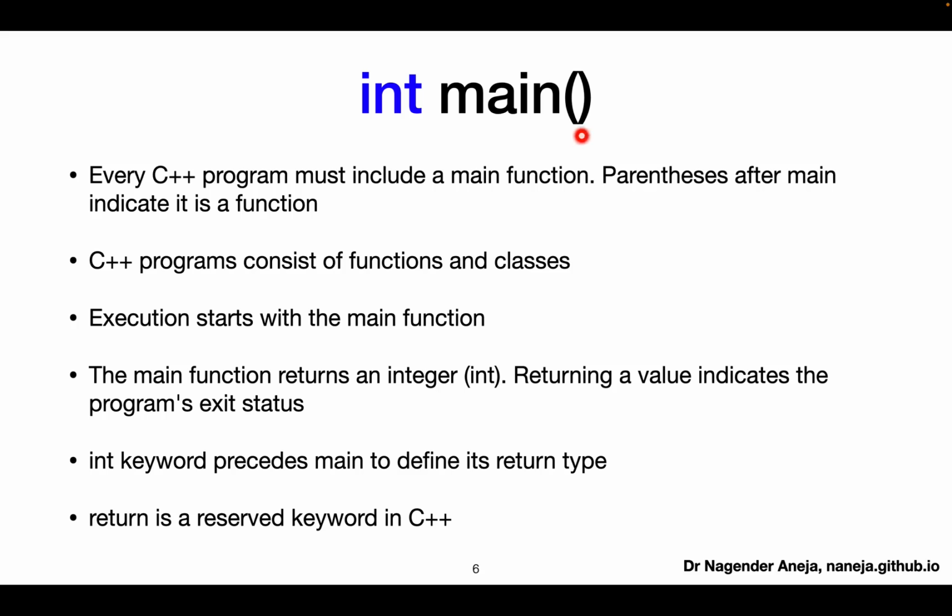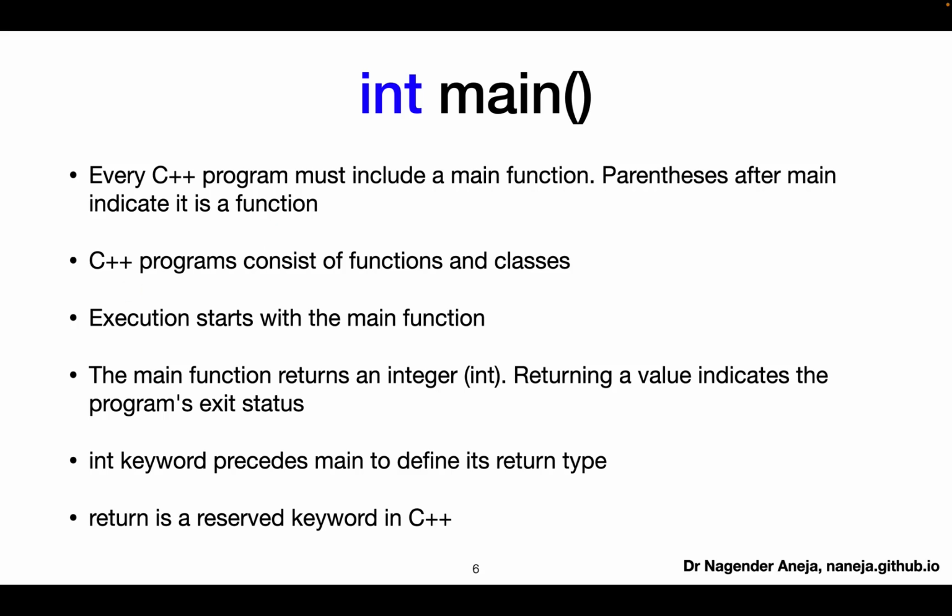So this parenthesis tells us that this main keyword is a function. Every C++ program must have main. It's important, because when you run the executable file, the control starts from main. So the parentheses after main indicate that it's a function.